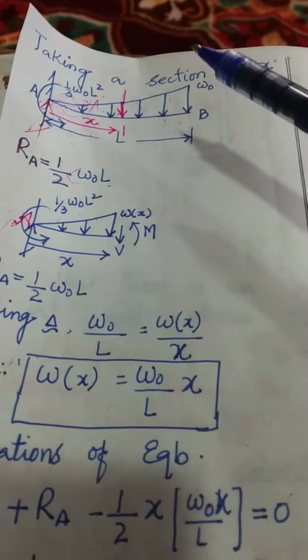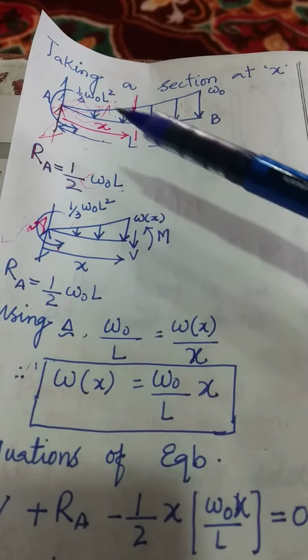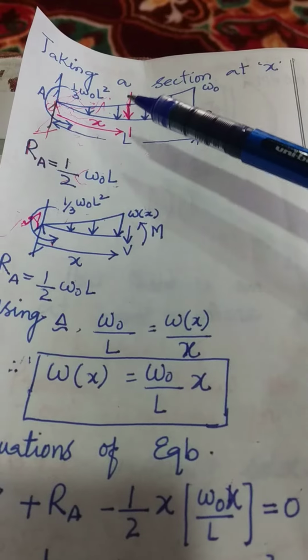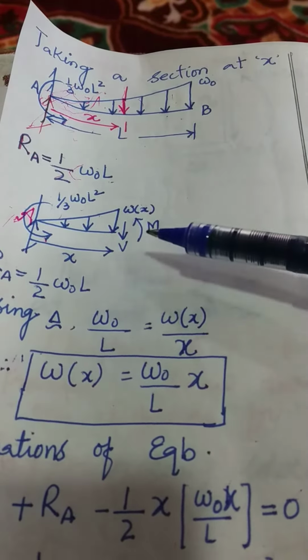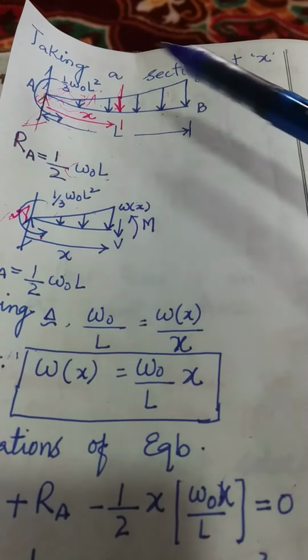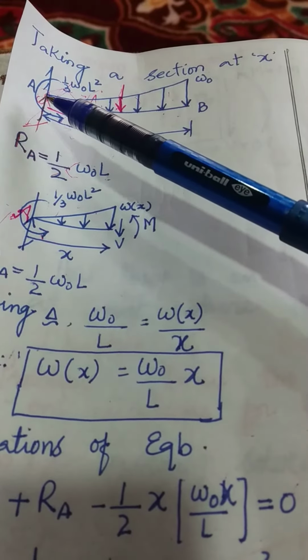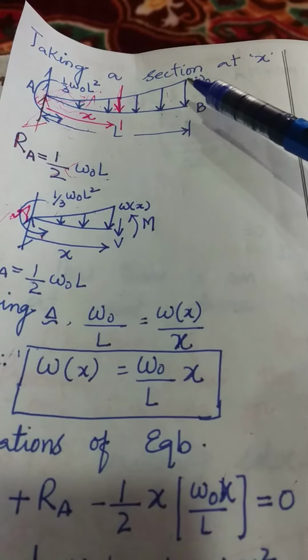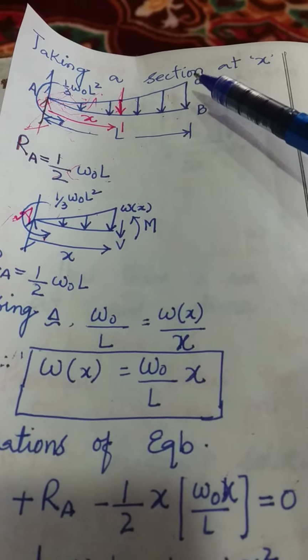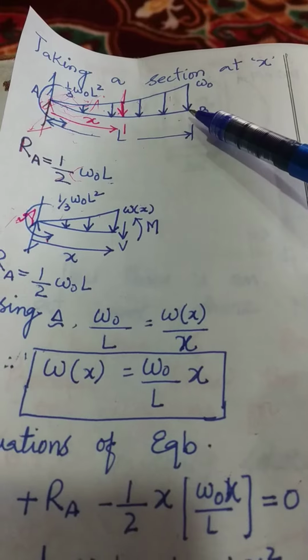Now we take the section at a distance x from the fixed end, and once you are drawing a section, at that very section we assume the shear force to be V and the bending moment to be M. Since the load is varying as you move from the fixed end towards the free end, the intensity of the load across the beam is varying, with the maximum intensity being W0 at the free end.